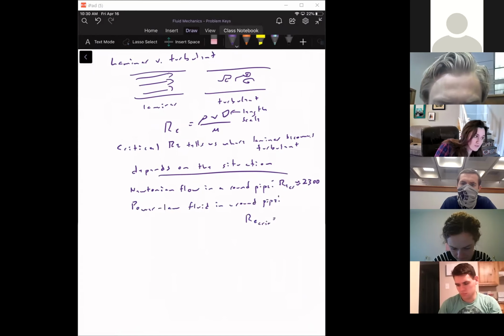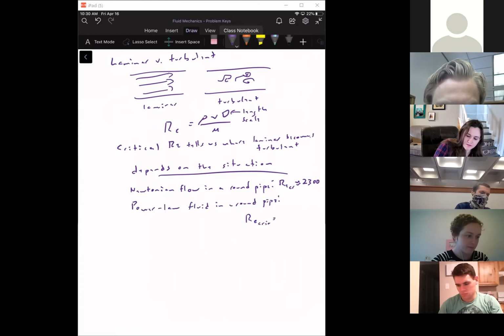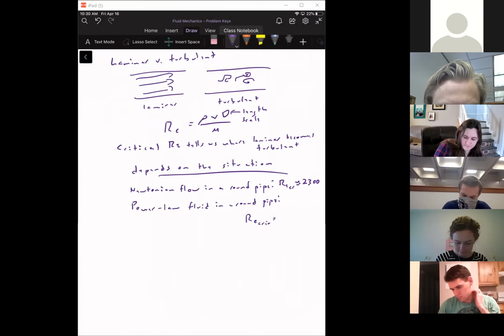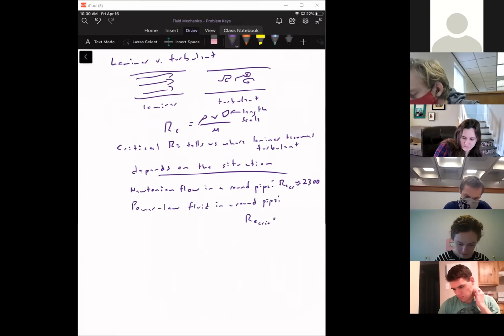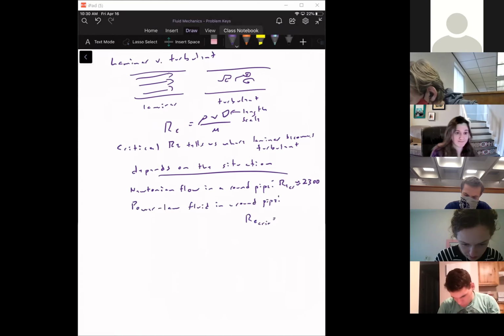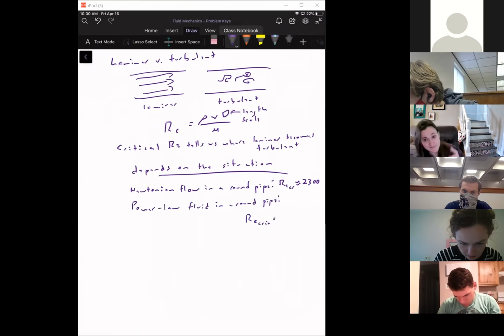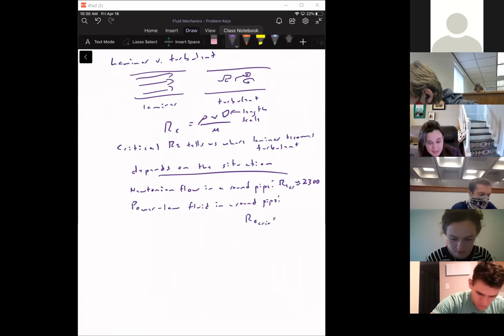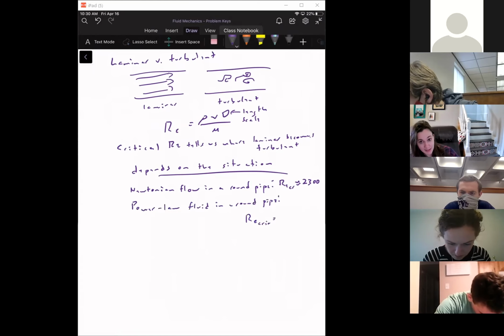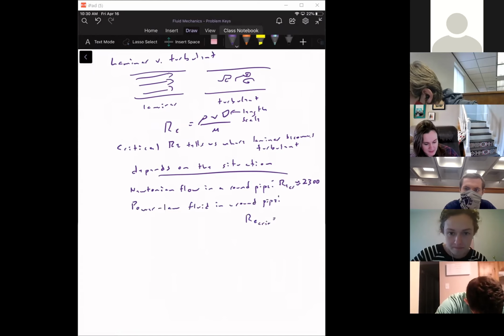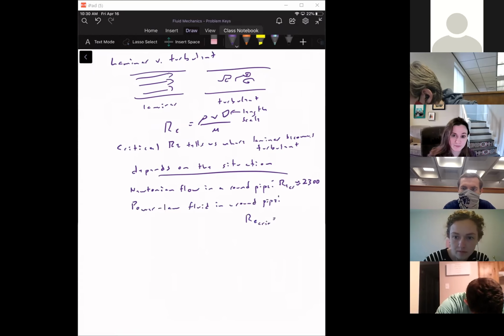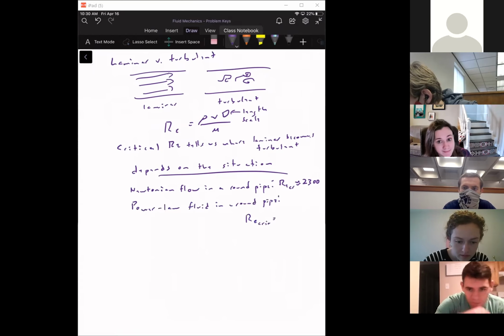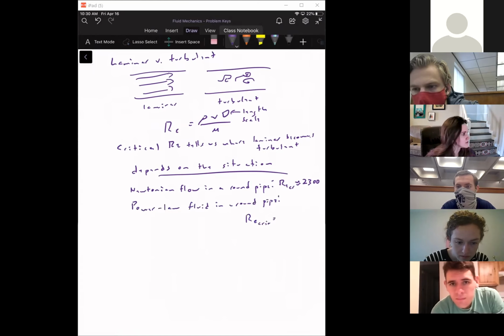RE crit for power law depends on this, like that. Which is usually going to be around 2300. All right. And you can see that if N is 1, like in a Newtonian fluid, that's going to be 2200 plus 100, it'll be 2300. We can't see your screen, or at least I can't. I don't know if other people can.